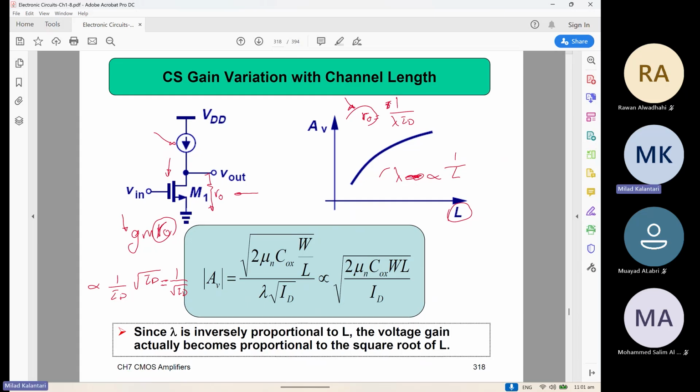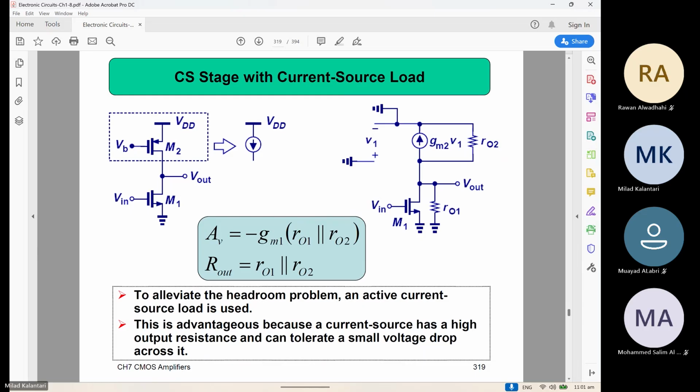So that's why here is showing that once you are changing the L, the overall gain may increase with the constant drain current, because this lambda is changing and this R out is increasing. So here is just giving some example.